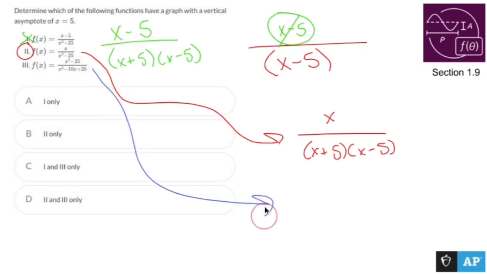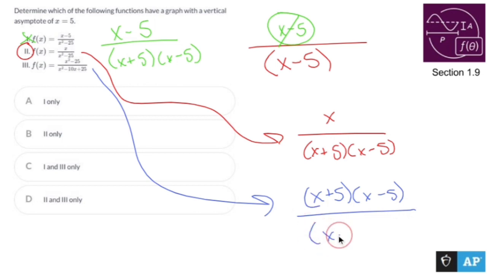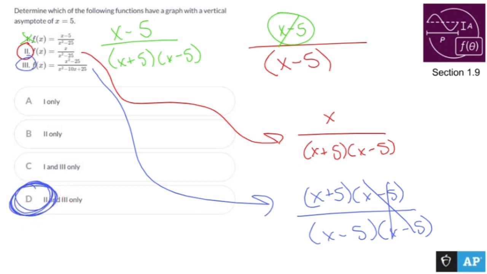And 3 is going to be x plus 5 on the top, x minus 5 when I factor that out. And on the bottom, you have x minus 5, x minus 5. So after these cross out, you are still going to have a vertical asymptote at x minus 5 on the bottom, which tells me it's going to be 2 and 3 and 2 and 3 only.